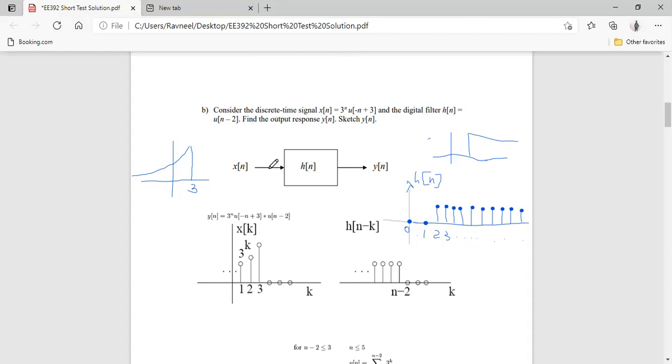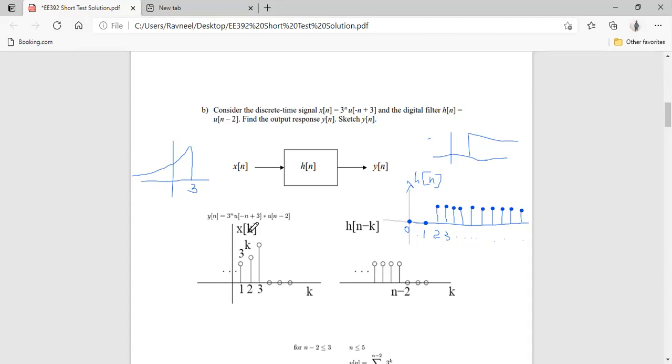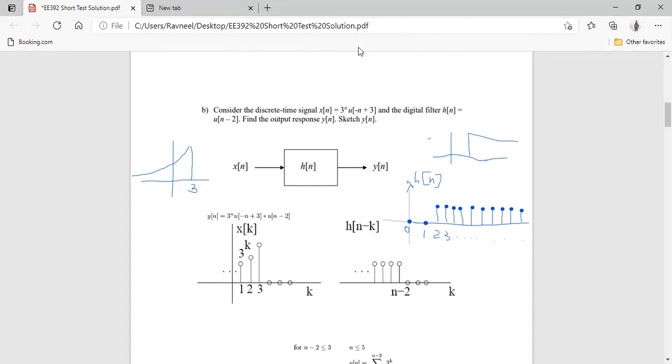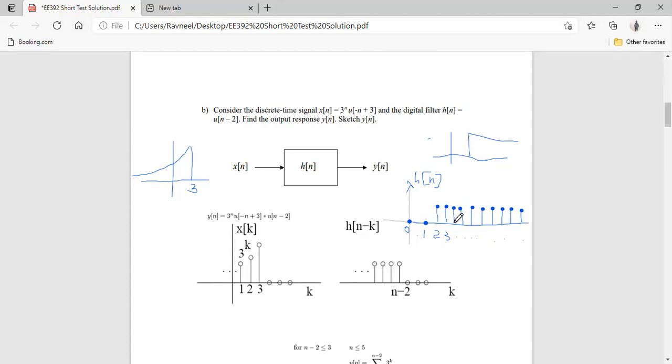Based on the formula, you need to translate x of n into x of k, so basically replacing n with k. And you need to change your graph h of n to h of n minus k. Basically what you need to do is reflect the graph. You might have learned this earlier: in order to compute the convolution, you need to reflect the graph. H of n minus k is basically the reflection of this particular graph here, based on the formula.